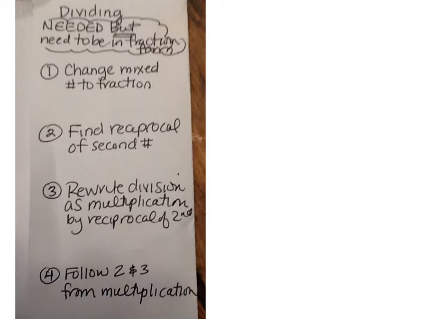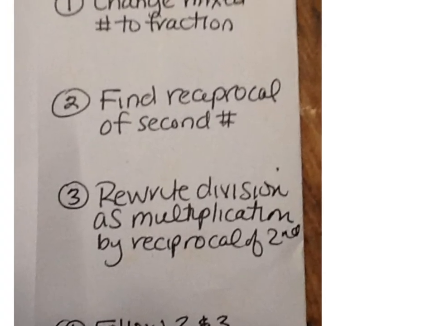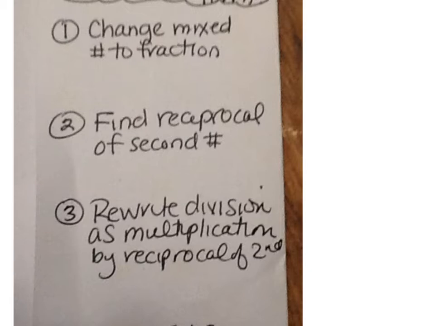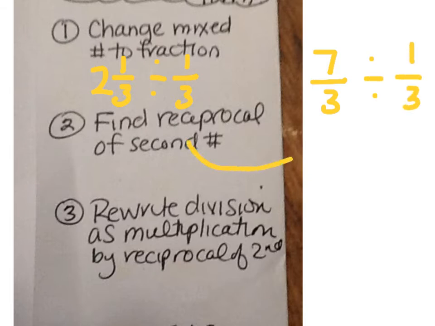Dividing is just like multiplying. You just have to multiply by the reciprocal instead. So if we had 2 1/3 divided by 1/3, we would first change this mixed number to a fraction. So 2 times 3 is 6, plus 1 is 7/3, divided by 1/3. Well, we need the reciprocal of the second number, and that's going to be 3/1.